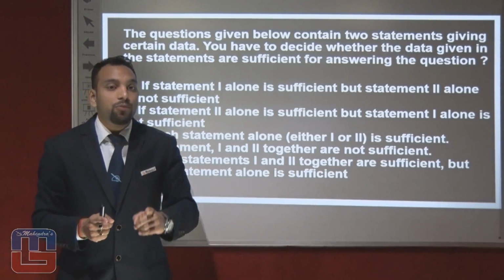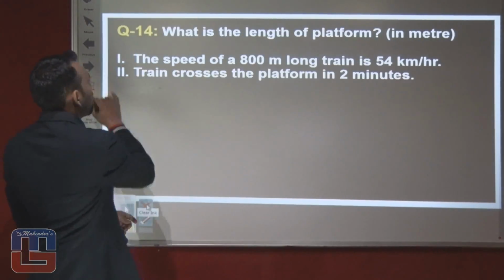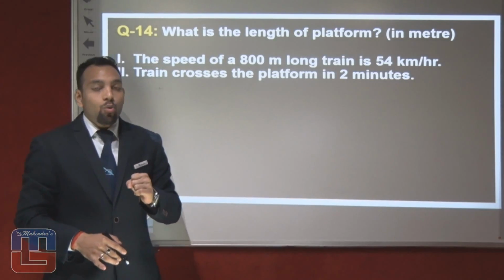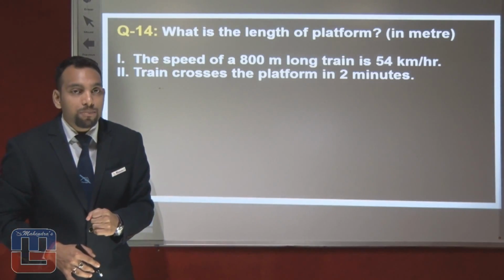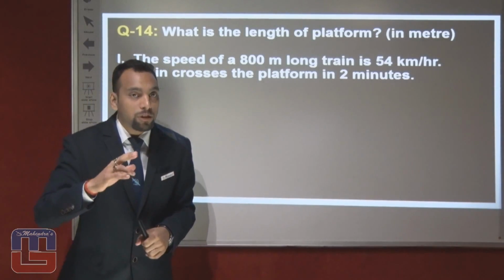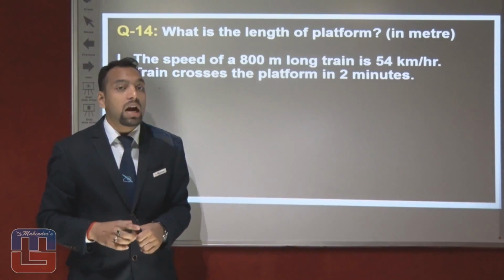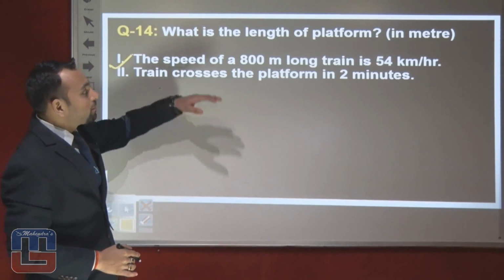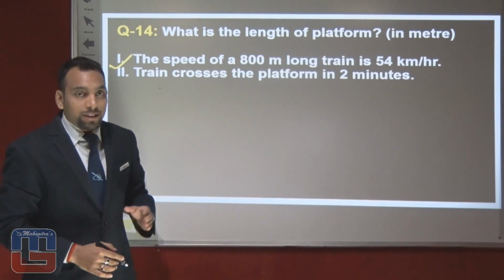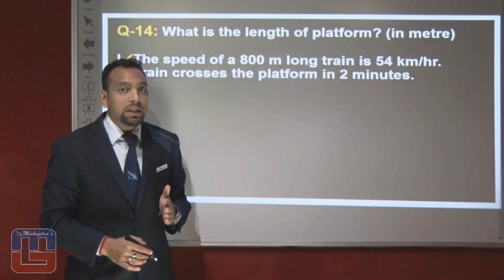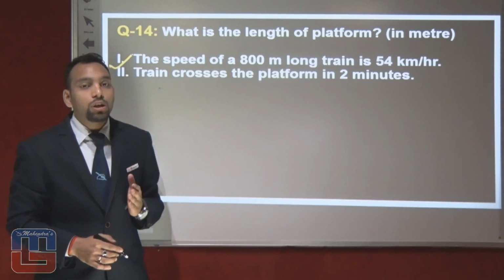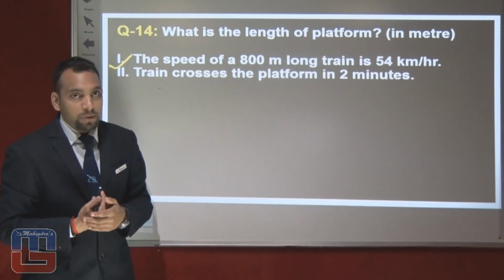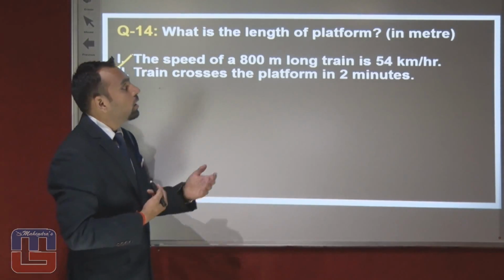Now let us discuss the first question from data sufficiency. The question on the screen is: what is the length of the platform? You have to find the length of the platform, and the statements are: the first statement is the speed of an 800 meter long train is 54 kilometer per hour. If you read the first statement, we draw a conclusion.